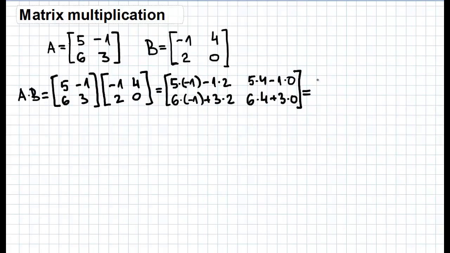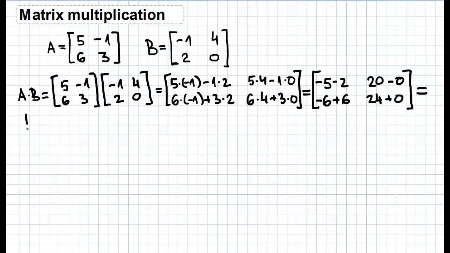This equals minus 5 minus 2, 20 minus 0, minus 6 plus 6, and 24 plus 0, and this equals minus 7, 20, 0, and 24.